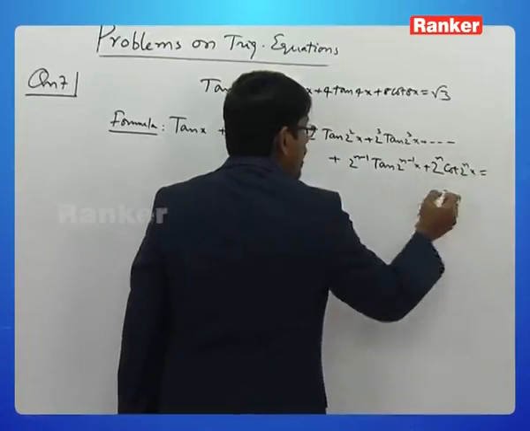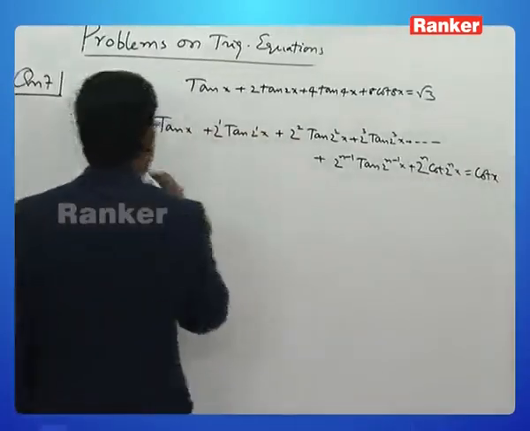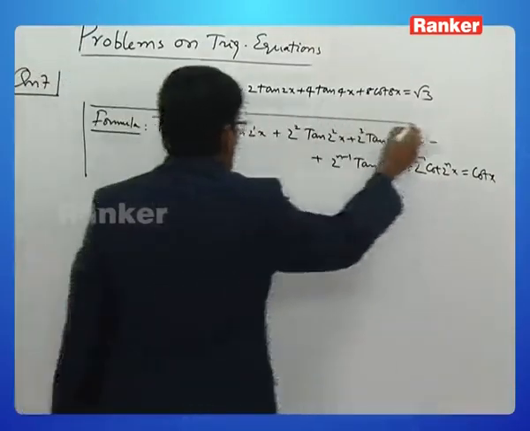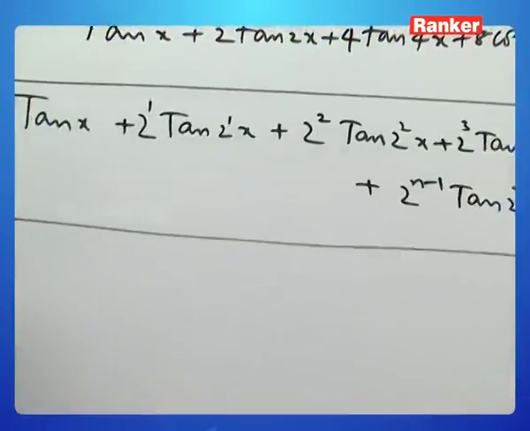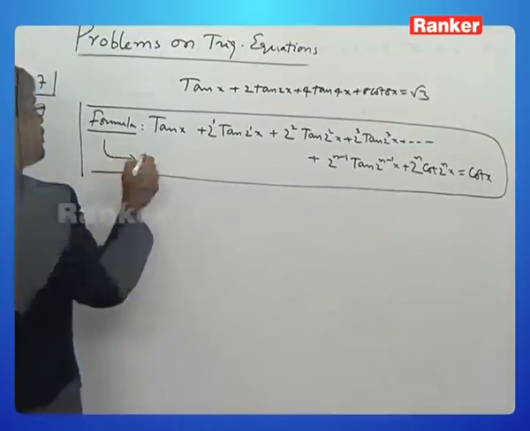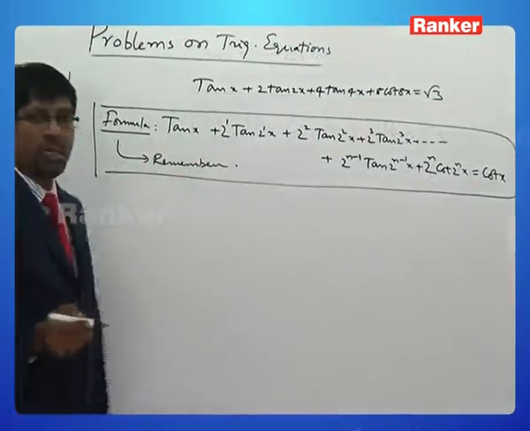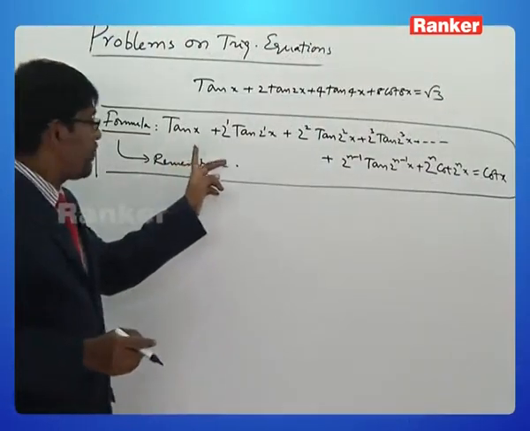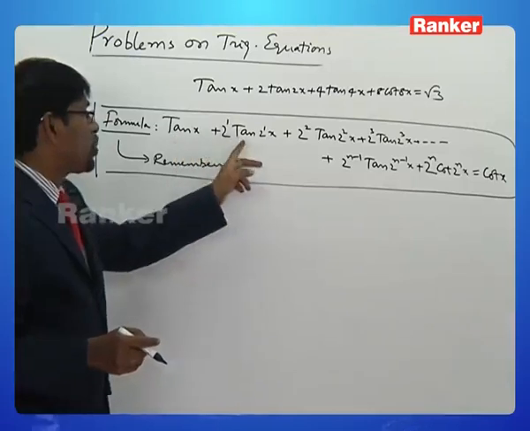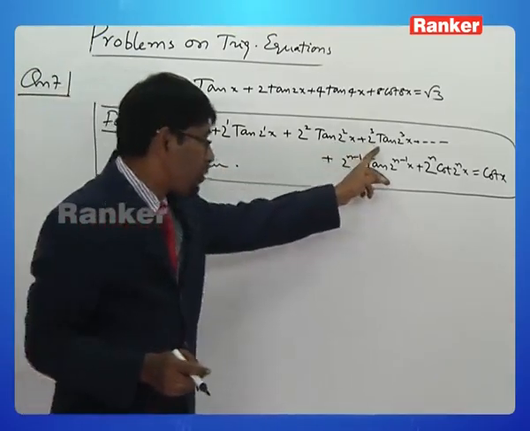That comes out to be cot x. So this is a formula that we need to memorize. Remember this formula. It comes in the telescoping form. So tan x plus 2 tan 2x plus 2 square tan of 2 square x plus 2 cube.